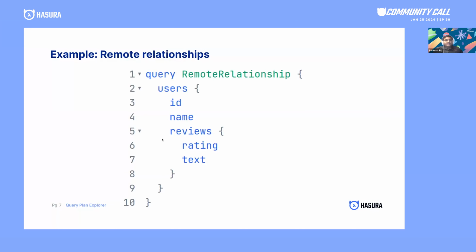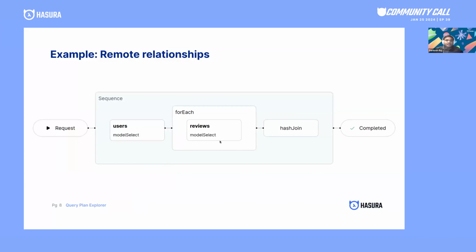Moving on, here we have a remote relationship. So we have a model called users in data connector, which is backed by a data connector. And we have another model called review, which is from some other data connector. And we have created a remote relationship between the two. Now, as you can see here, this will be a sequential execution.